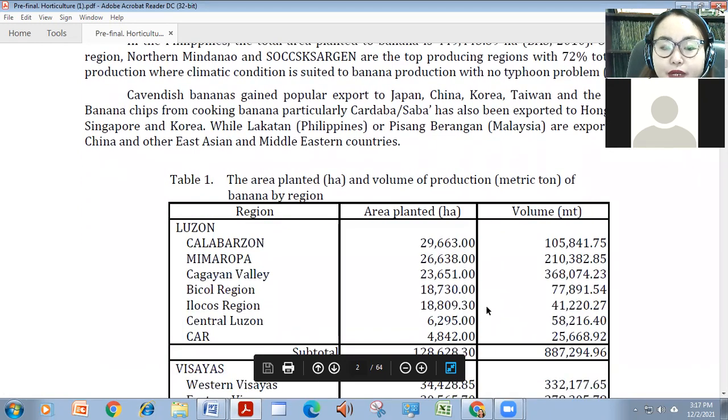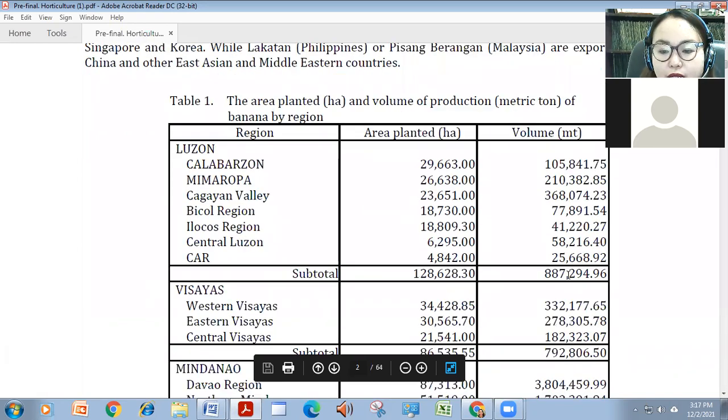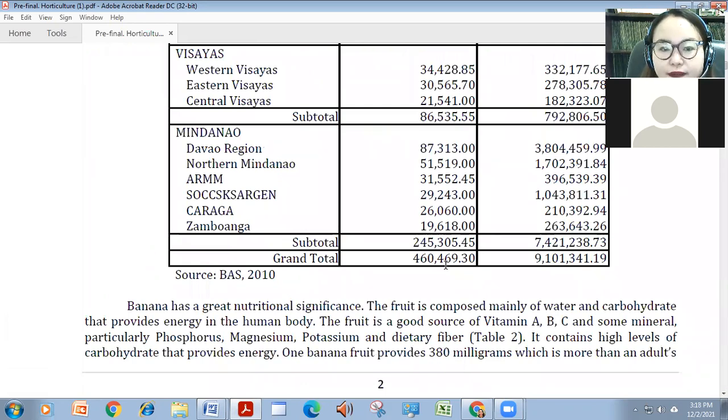So ito yung mga area and volume of production in terms of metric tons of banana by region. So sa Luzon, we have these regions, no? Total to 460,000 as of 2010. So ito yung mga producing areas natin by region.